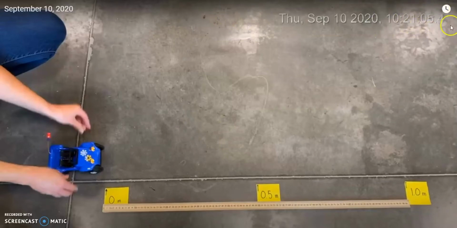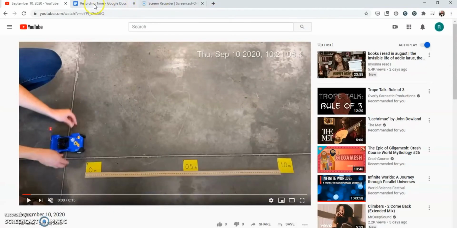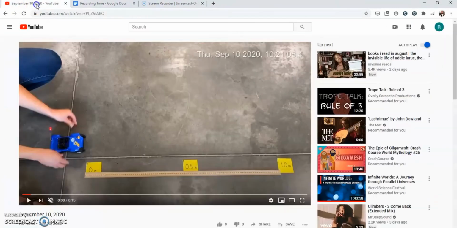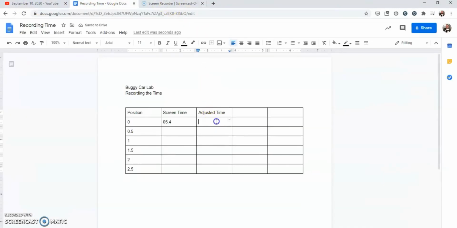I really just care about the last few digits there. 10:21, it's all going to happen within this minute, so I'm going to start my recording at 05.4. And so in that screen time, I'm going to record that as 05.4. And what do I really want this to be? Well, I really want this to be 0 because I want to start at 0, 0.